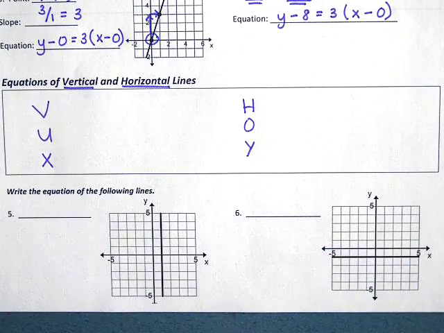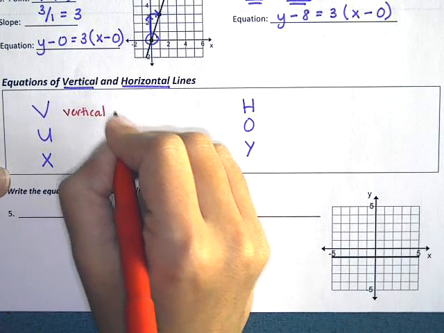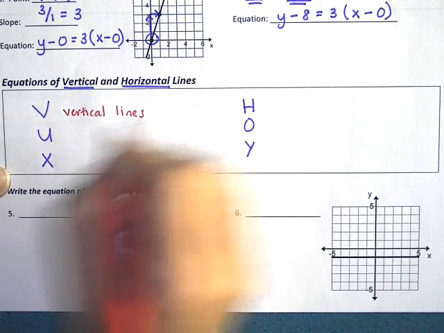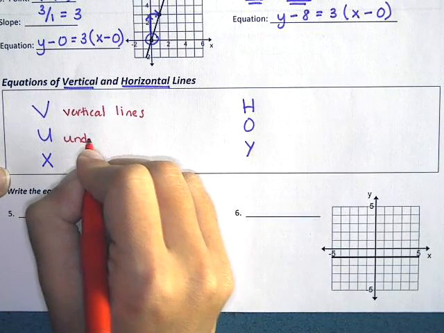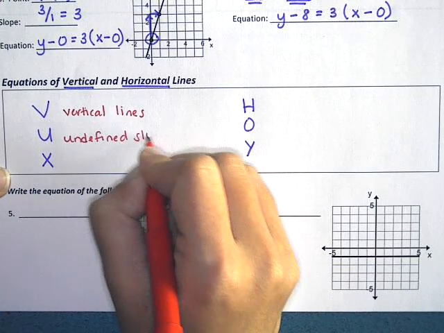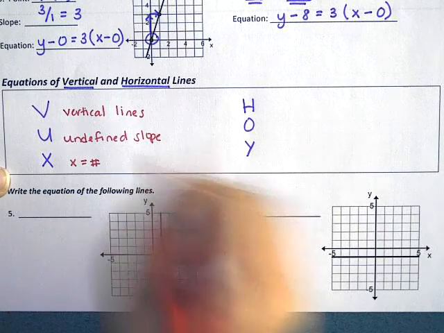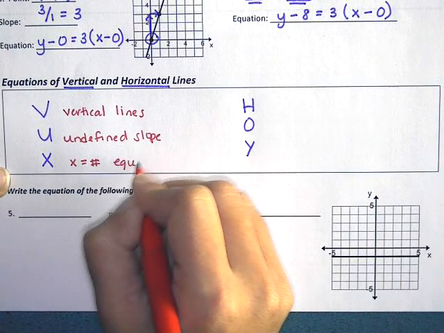The V in the VUX part stands for vertical lines. The U stands for they have an undefined slope. And the X stands for they have x equals a number in their equation.